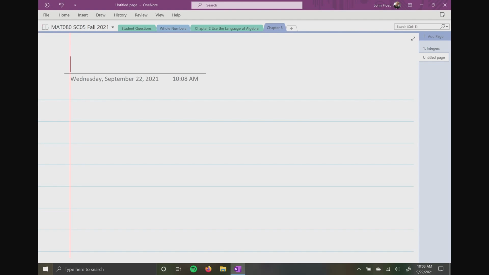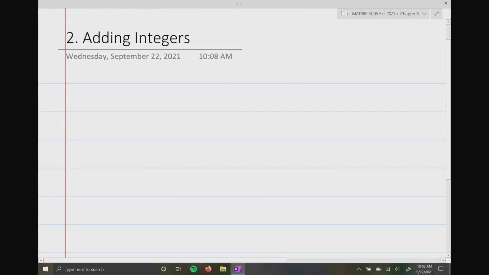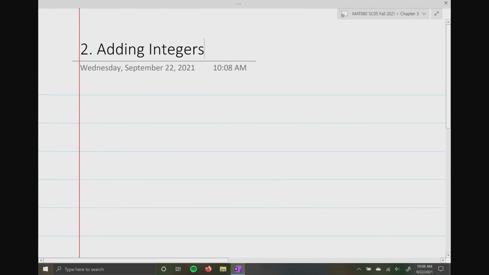Okay. So thank you. Today we're going to look at section 2, which deals with adding integers. And honestly, this is not going to take me long to explain. If we think about adding integers, remember, integers are positive and negative whole numbers. If I gave you a very simple example like 3 plus 5, okay, you know the answer is 8.